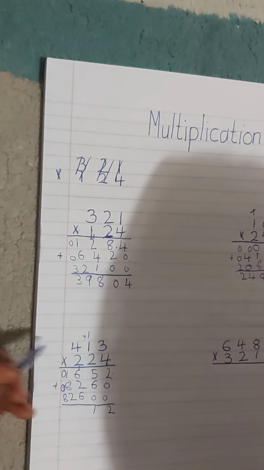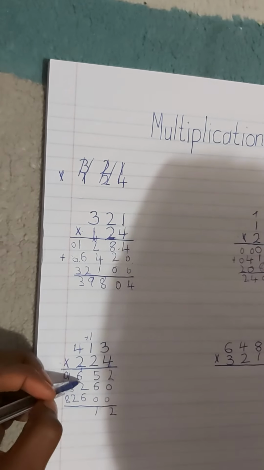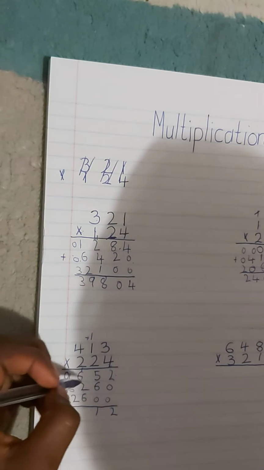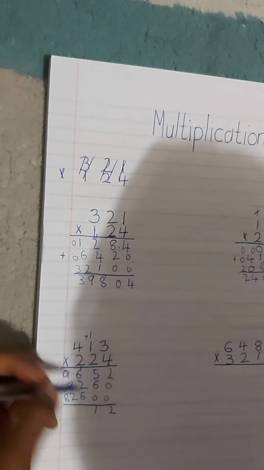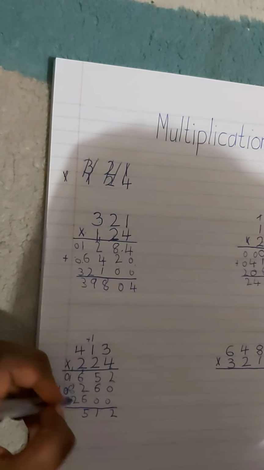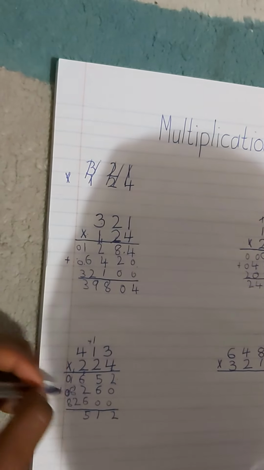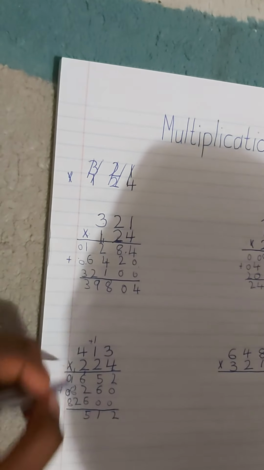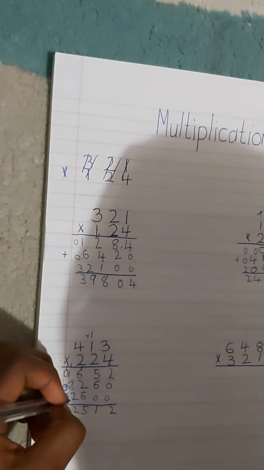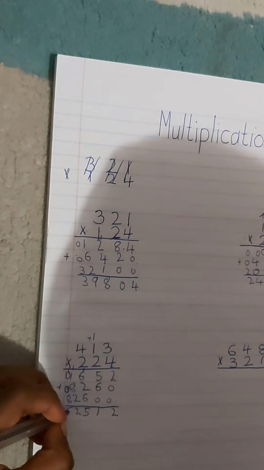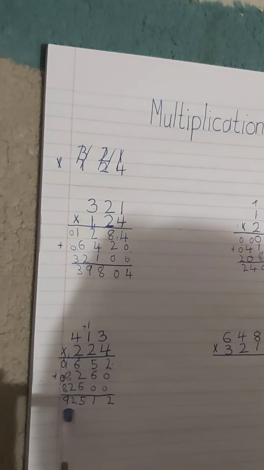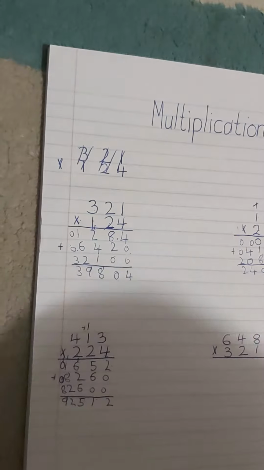Let me add this one first, please. 6 plus 6 is 12. Plus 2, 14. Plus 1, 15. I write 5, then I carry 1. 8 plus 2, 10 plus 1, 11 plus 1 is 12. I write 2, then carry 1. 8 plus 1 is 9. We have 92,512.